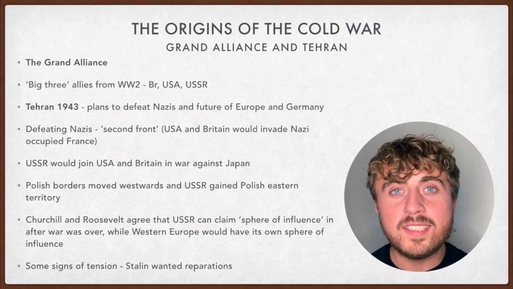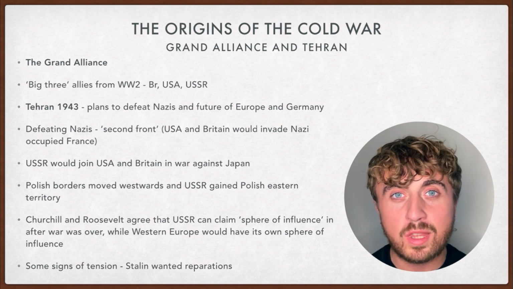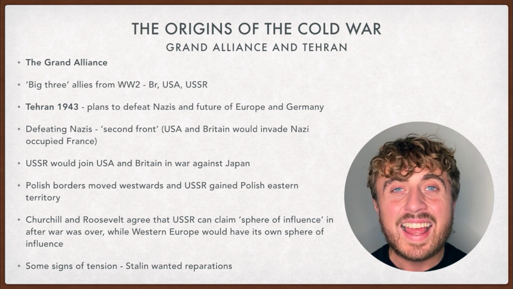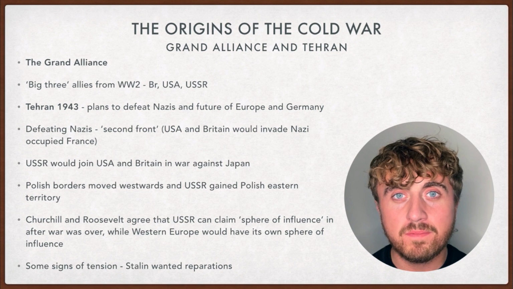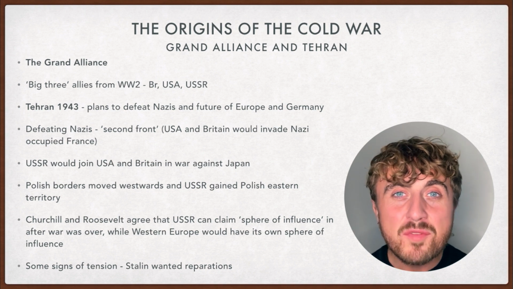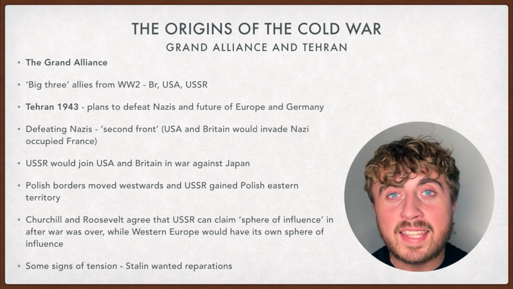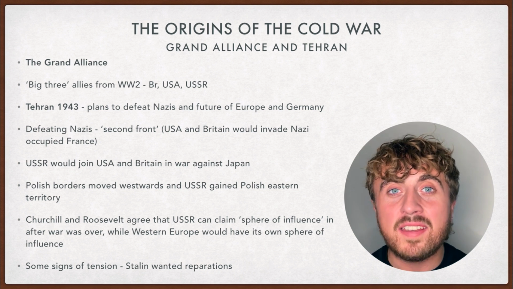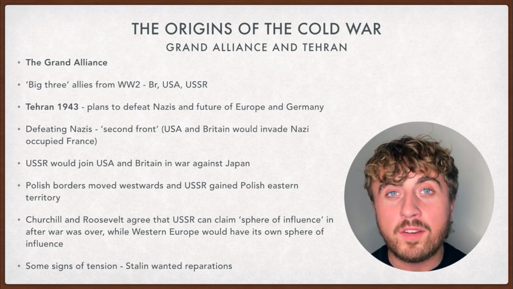This Grand Alliance meets for the first time at the Tehran Conference of 1943, where they discuss plans on how to defeat the Nazis and also plans for Europe after the end of World War II. One of the main agreements was that the Grand Alliance would open a second front against the Nazis. In reality, what this means is attacking the Nazis from the west. So the USA and Britain agreed they would invade Nazi-occupied France.